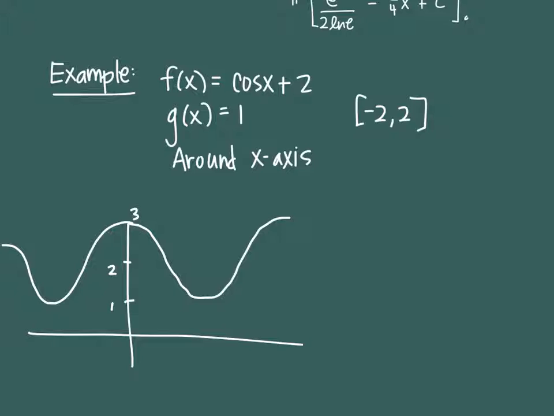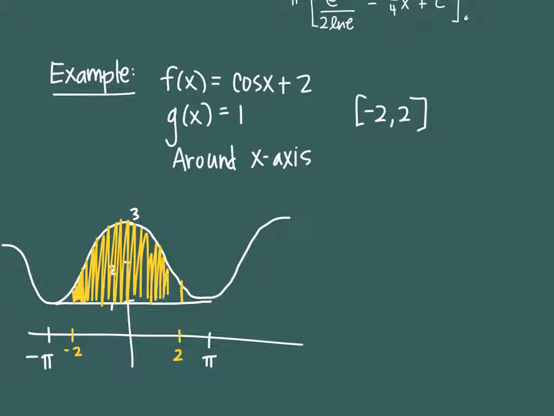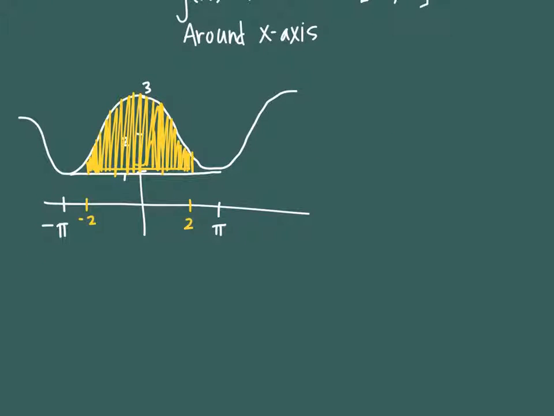I also need to have the number 1, which is just a horizontal line coming across here. Okay, we know that these values are pi and negative pi, but my interval is only from 2 and negative 2. So my interval is cutting off the ends. It's not going all the way to the intersection point. It's cutting off those little end edges, and here is my original region. So that's what's getting rotated over the x-axis, and it's going to have a gap, a center, that's missing.